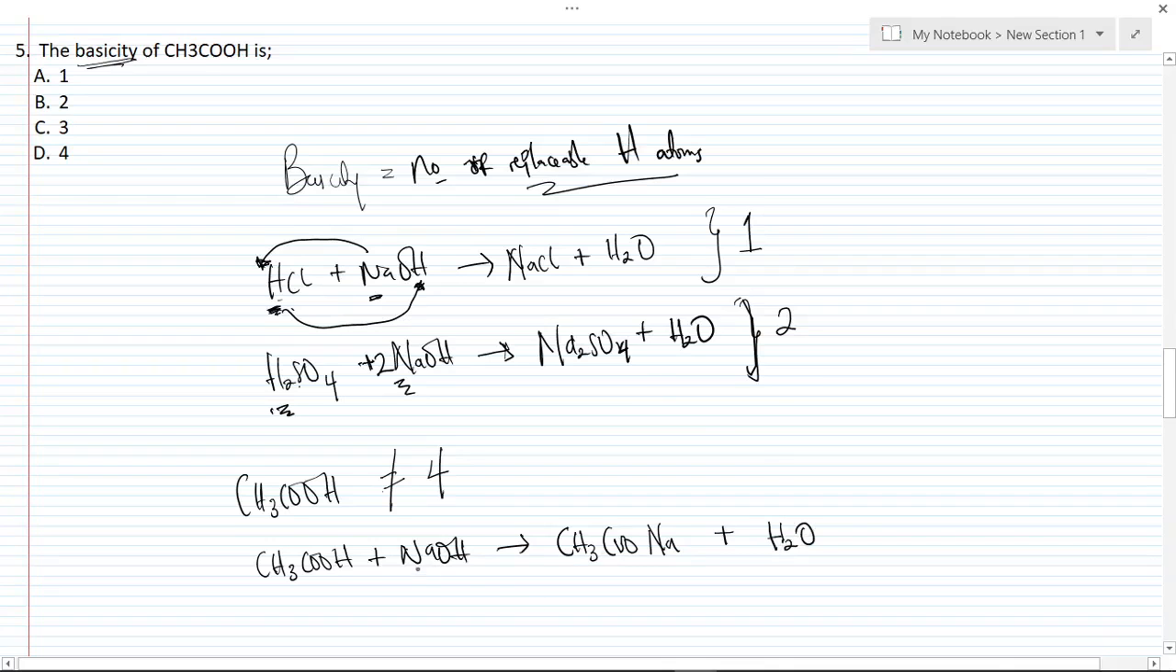So what actually happened was the replacement of the hydrogen atom by the sodium atom. And how many hydrogen atoms were replaced? Just one. So that's why sodium is sitting here. And remember, basicity means what? Number of replaceable hydrogen atoms. So it means that the basicity of acetic acid is 1. On a side note, the majority of, if not all, organic acids have a basicity of what? 1. So the correct option is option A, and that will be our answer.